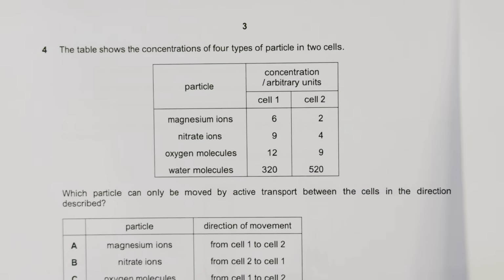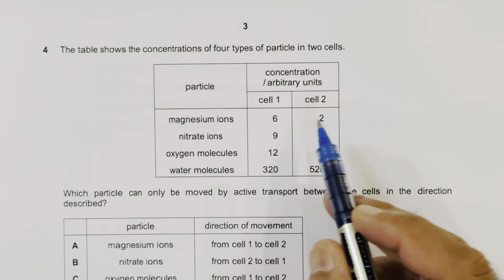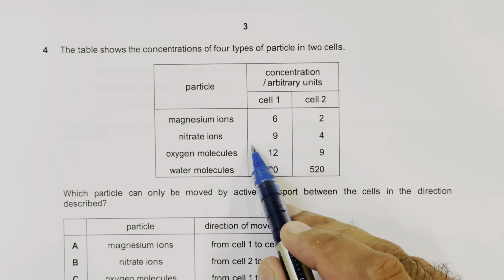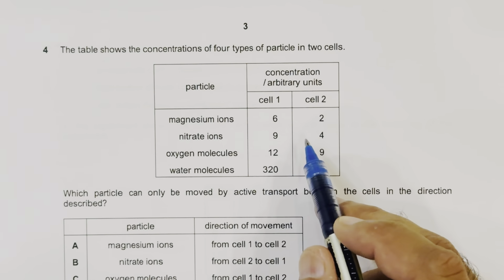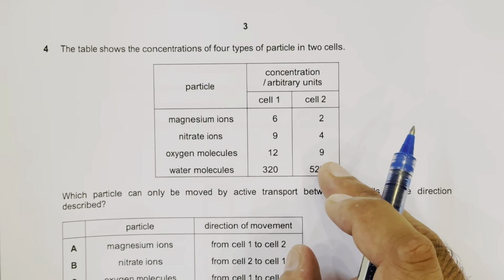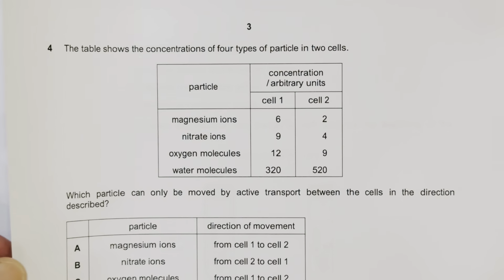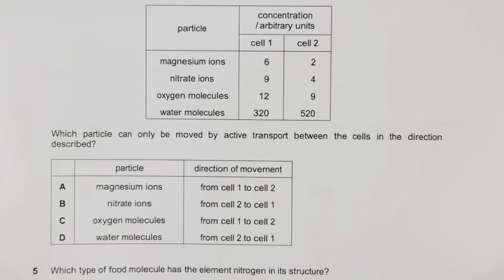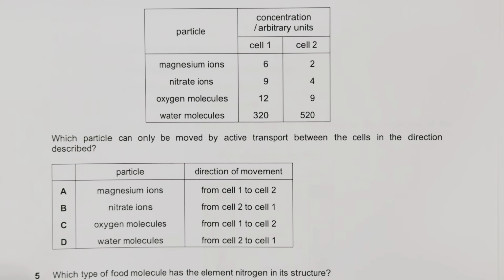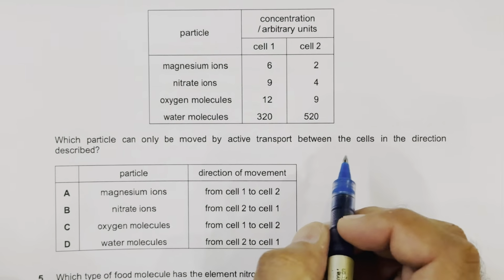Moving to question number 4. The table shows the concentration of 4 types of particles in 2 cells. Magnesium ion in cell 1 has more concentration than cell 2. Then nitrate ion in cell 1 has more concentration compared to cell 2. Oxygen molecules have more concentration in cell 1 compared to cell 2, and water molecules have less concentration compared to cell 2. Which particles can be moved by active transport? In active transport, the particles move from lower concentration to higher concentration, opposite of diffusion between the cells.